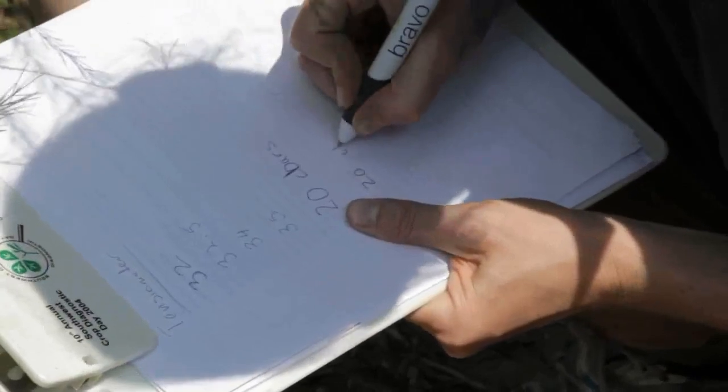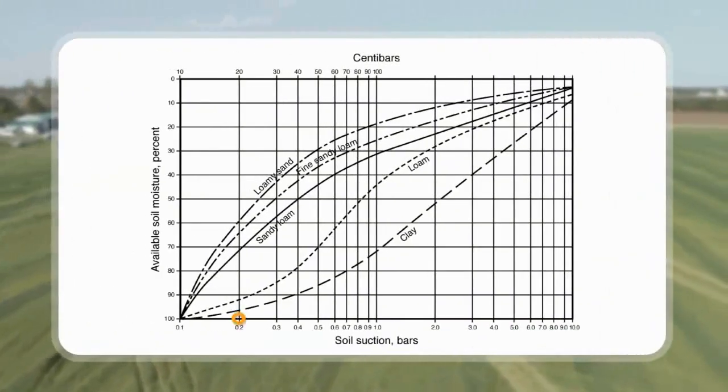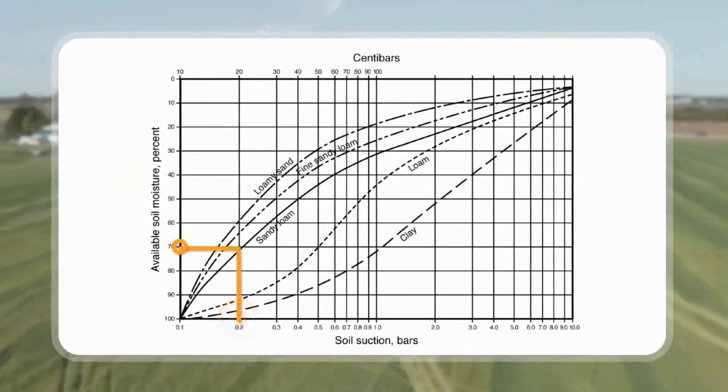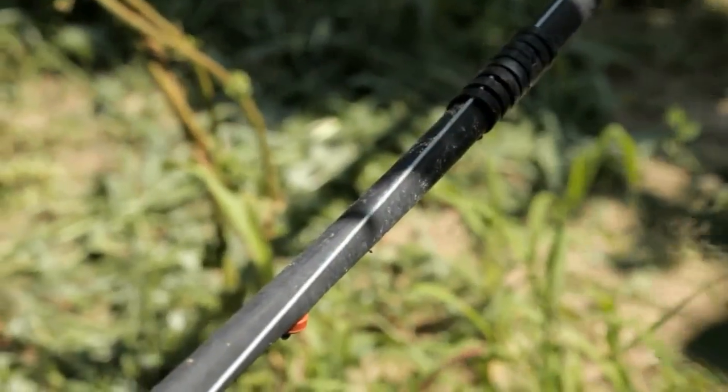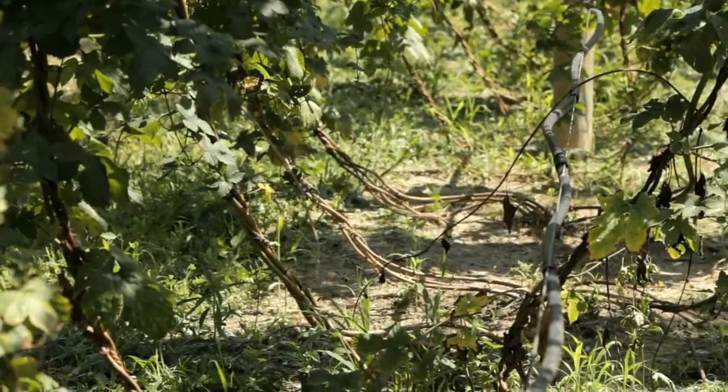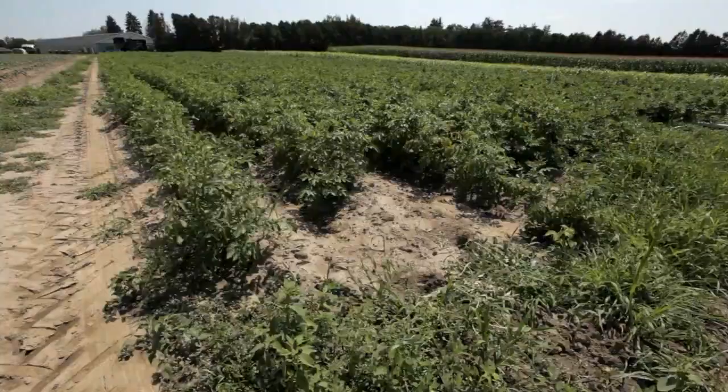Let's try another example. The soil moisture instrument reads 20 centibars in a sandy loam soil. From Figure 4, we see that 70% available soil moisture remains. For a drip irrigation system, irrigation could begin. For sprinkler or gun irrigation, the plants can wait a few more days.